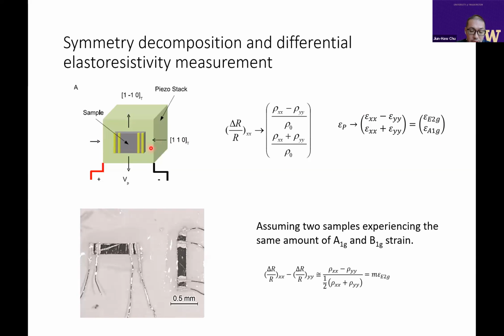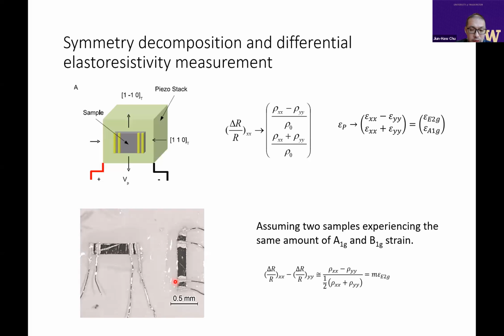Now, when you measure Rxx, it can also be decomposed into two components: rho xx minus rho yy and rho xx plus rho yy. And these two channels are linearly proportional to the anisotropic strain and isotropic strain. So therefore, to isolate the anisotropic part and the isotropic part, you also have to measure Ryy. This is why this technique is called the differential elastoresistivity technique. You glue a sample orthogonal to the original direction, measure the orthogonal direction, and then you take the difference, you get the anisotropic component. You take the sum, you get the isotropic component.